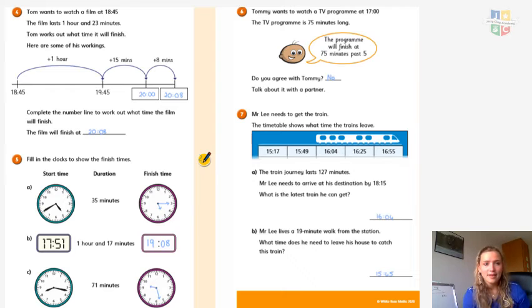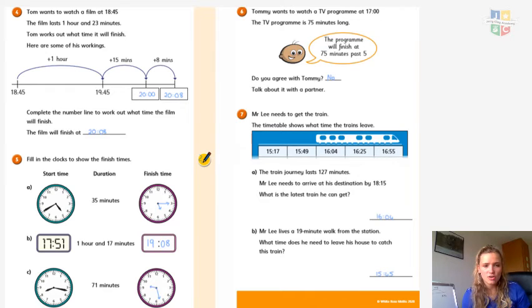Just like we've done. So he's added his hour first, he's then added 15 minutes so it takes him up to the next hour, and then add the final 8 minutes remaining, and so his answer is 20:08. Now remember, you must put the 0 in to show it is 08, not 80.